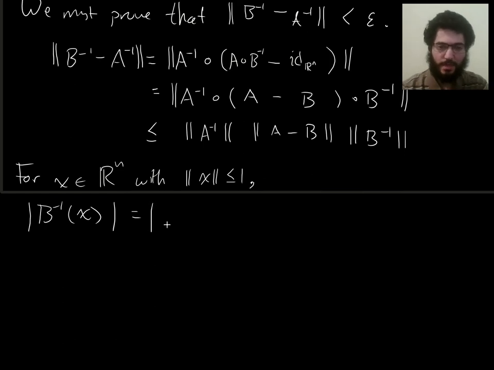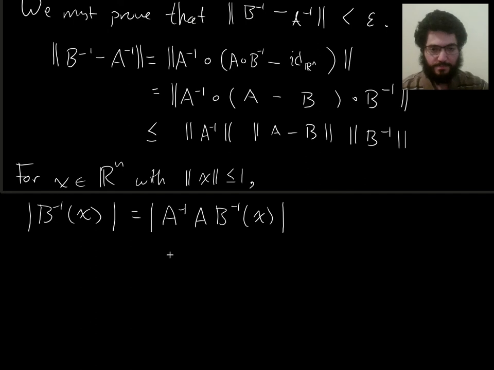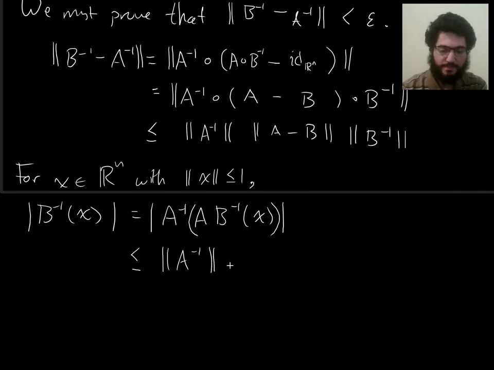So I'm going to apply A inverse and then A. So that's definitely right. Then think about it like this. I've got A inverse getting applied to this vector. So that's going to be less than or equal to the norm of A inverse times the norm of this vector.